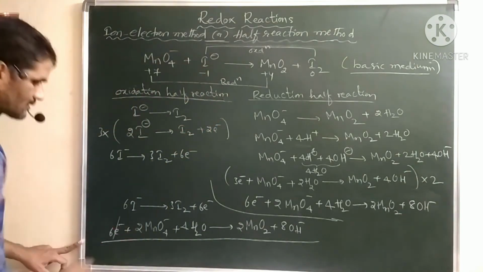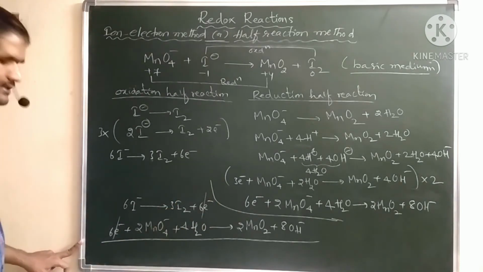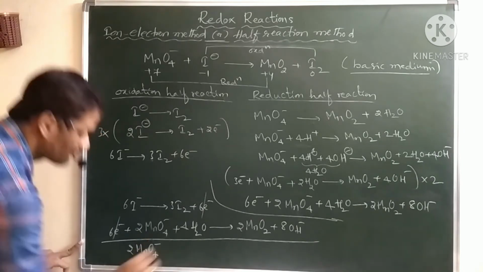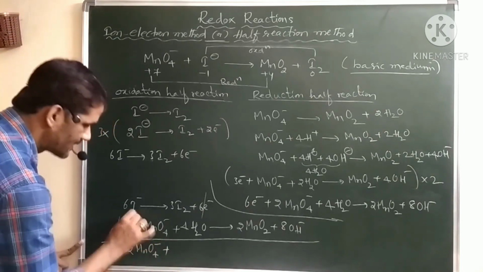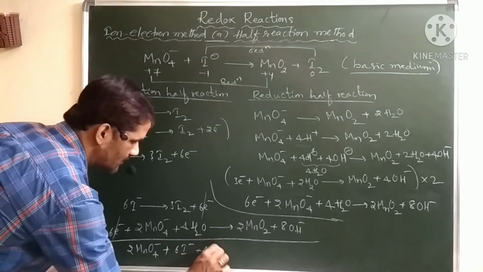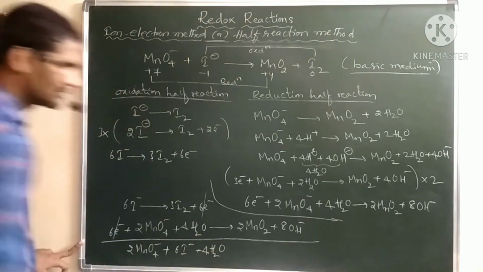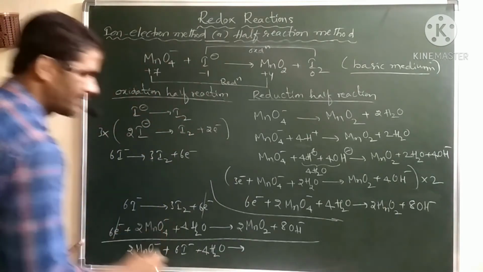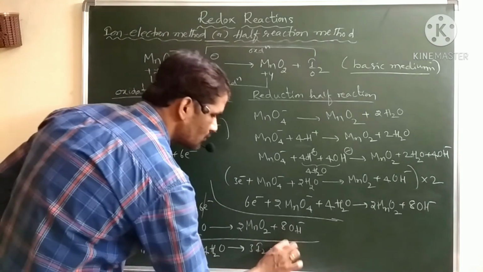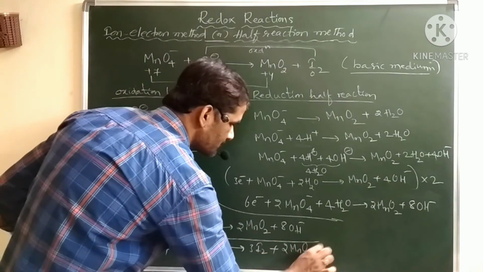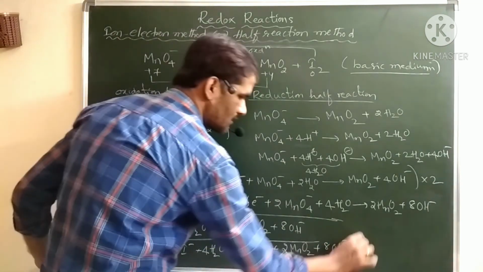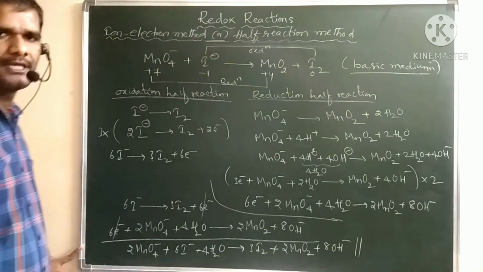So the 6 electrons on the left side and the 6 on the right side are cancelled. And what remains? 2MnO4 minus plus 6I minus, and still water is there, 4 water molecules, is giving on the right side 3I2 and here 2MnO2 plus 8OH minus. This is the balanced equation in basic medium.